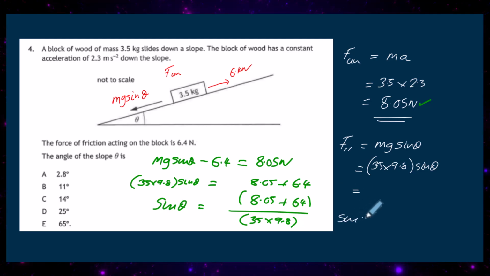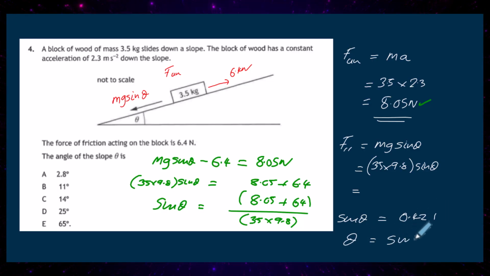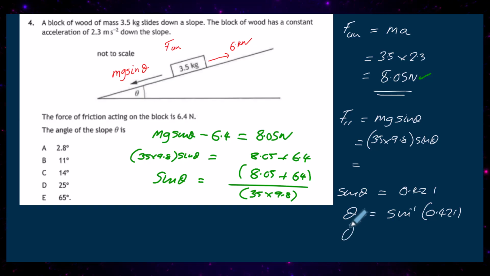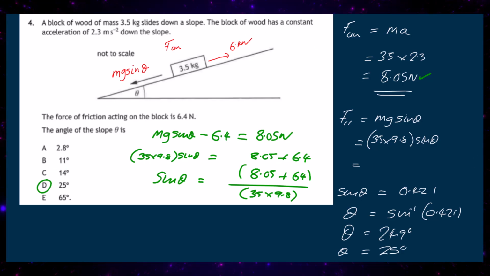Sine theta is going to equal a value of 0.421. So we take the inverse of that, theta equals sine⁻¹ of 0.421, we get a value of theta, and the value of theta is going to come out to be, in this case, 24.9 degrees. And therefore we can put that into two significant figures, 25 degrees. So the answer to that will be letter D, 25 degrees.